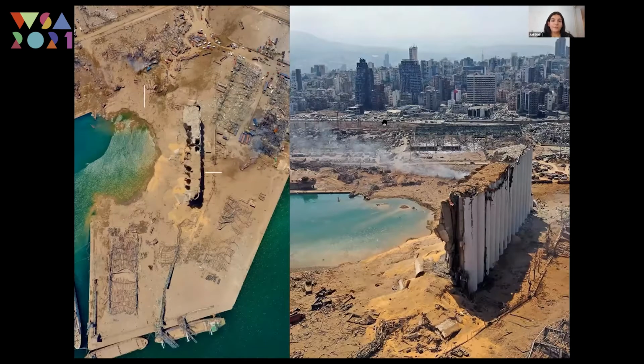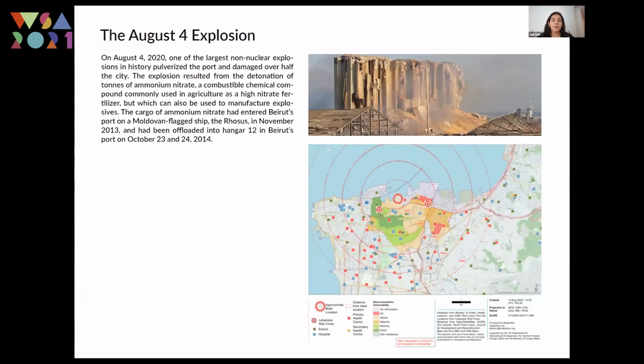Fast forward to August 4th, 2020, the day of the Beirut explosion, one of the largest non-nuclear explosions in history, which pulverized the port and damaged over half the city. The explosion resulted from the detonation of tons of ammonium nitrate, a chemical compound commonly used in agriculture as a high nitrate fertilizer, but which can also be used to manufacture explosives.